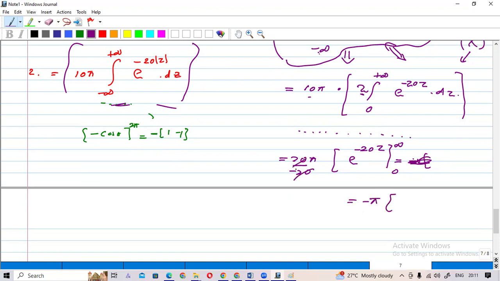Minus 5. 20, 20 cancel. Minus 5 is there. Then e to the power minus infinity will be 0, and e to the power 0 will be 1. Okay, so you will have 5. Maybe this is the answer. I hope this is correct. Okay, but I am not sure actually.